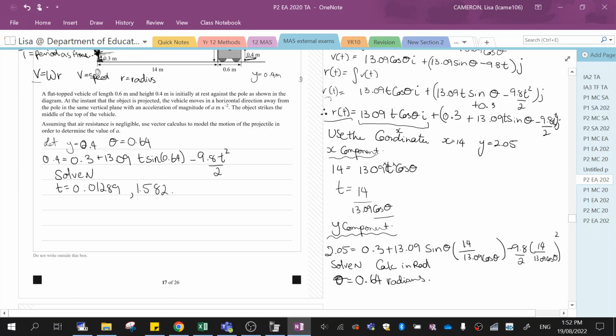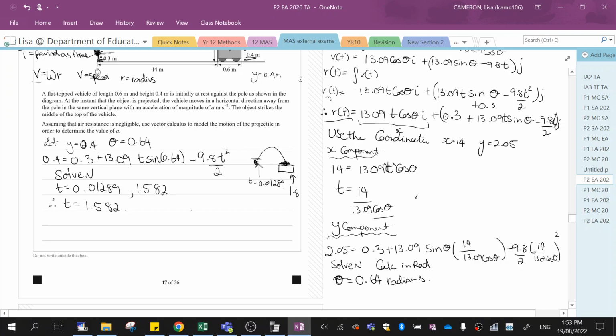So the next thing you need to do is start thinking about which of these answers is going to be the correct one. Now, if you're thinking about your projectile motion, what's actually happening in the question, here you are. You release the ball, whee, goes up, goes down. Your cart is over here, and it passes through 0.4 here and here. So this one here is when time is equal to 0.01289. And this one here is the one we actually want because that's when it's touching the cart. So therefore, we're going to let t equal 1.582.